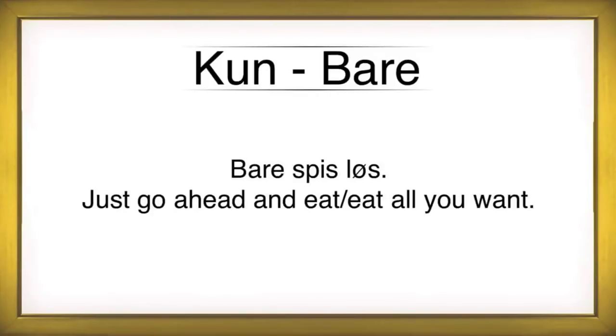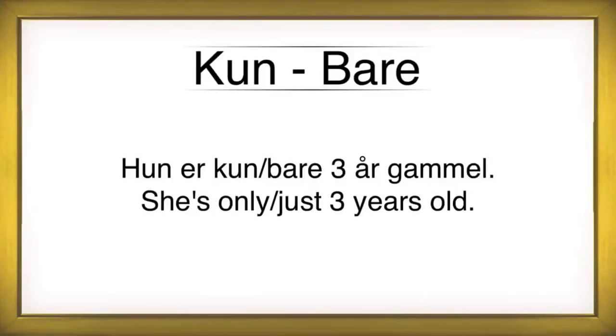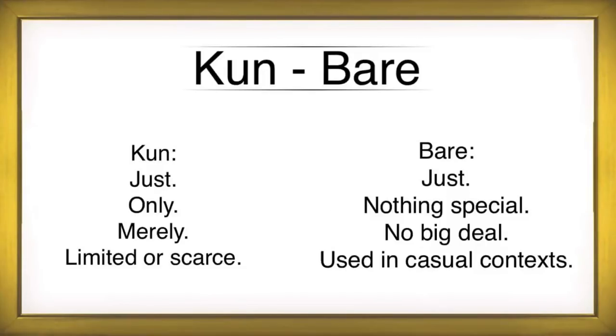Of course, there are overlaps. But I would say that if you're in doubt, it's better to use bare than kun. Because I could say, hun er kun 3 år gammel. Remember, she's only 3 years old. Or I could say, hun er bare 3 år gammel. They're both okay. I prefer kun, but bare is still acceptable. It's better to use bare too much than using kun too much. Because if you walk around and say kun all the time, trying to be casual and stuff, that is not going to fly very well. People will look at you a bit strangely.